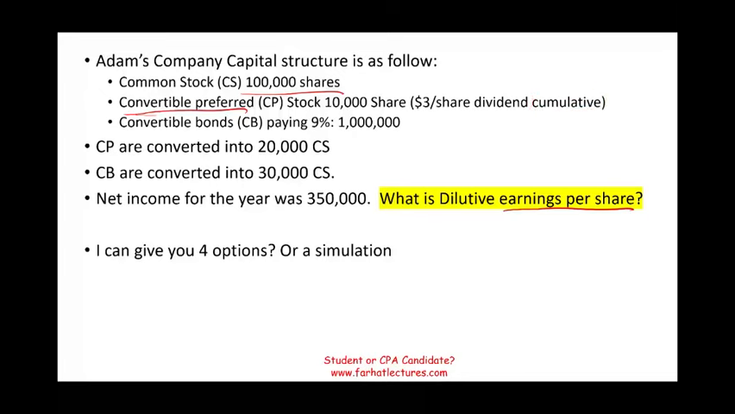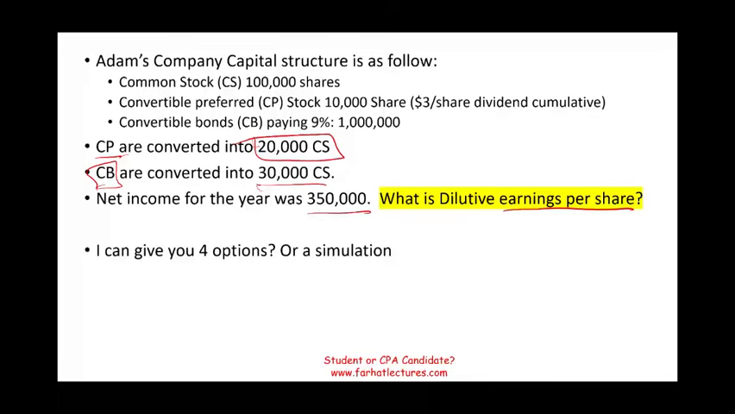You have to understand something here: although I am not saying they declared the dividend, the fact that it's cumulative means you have to take into account the dividend. There is also a convertible bond, paying 9%, and we have $1 million of bonds. This is what we have. The convertible preferred are converted into 20,000 shares of common stock. The convertible bonds are converted into 30,000 shares of common stock. The net income for the year happens to be $350,000.